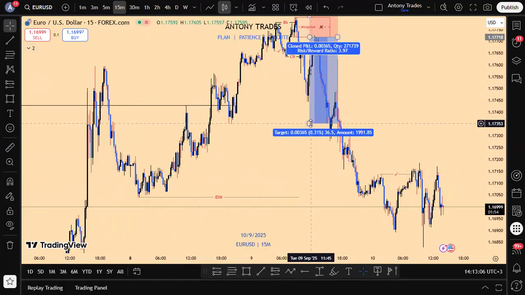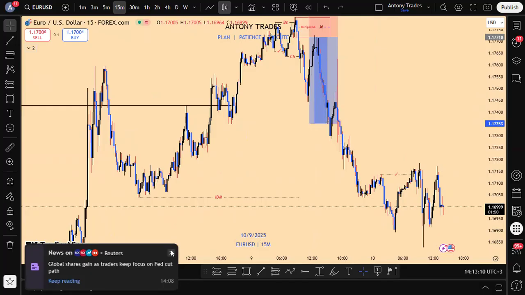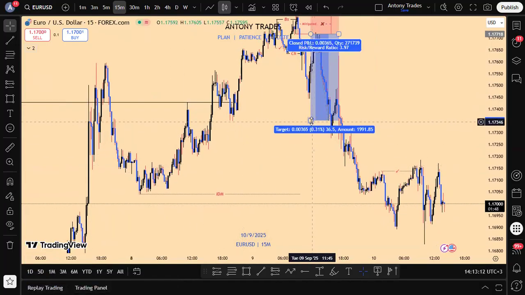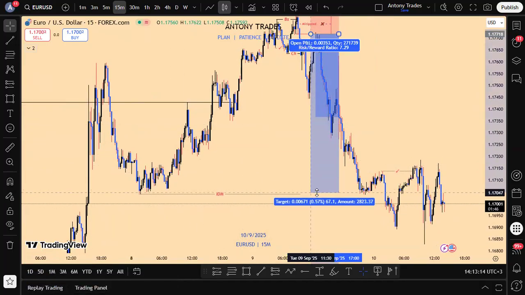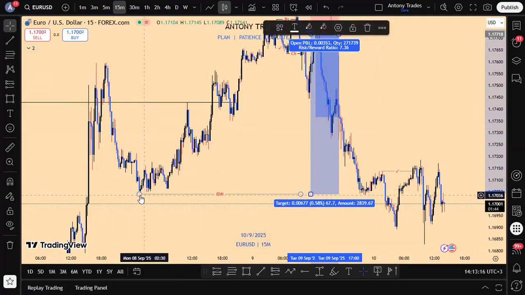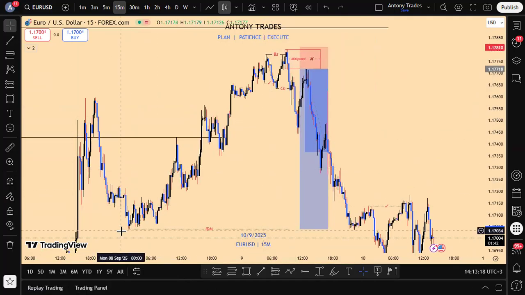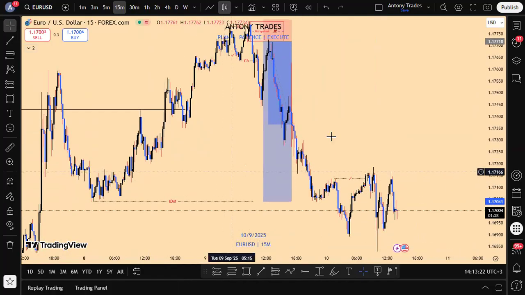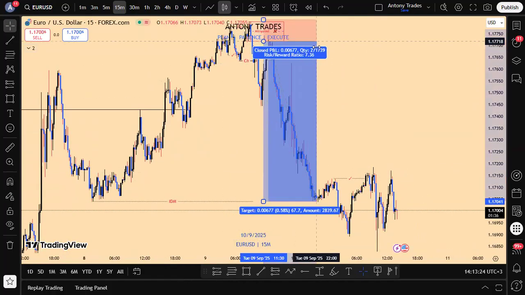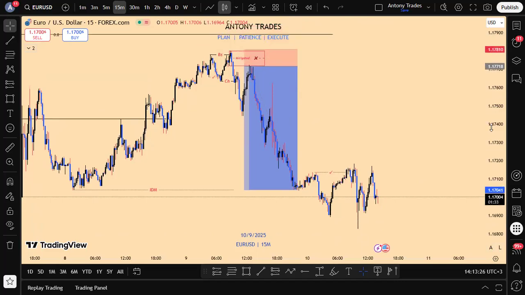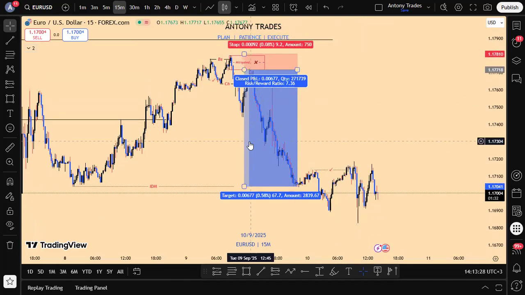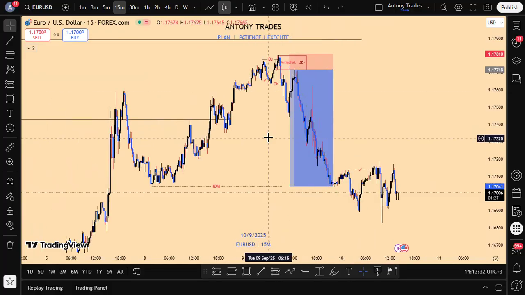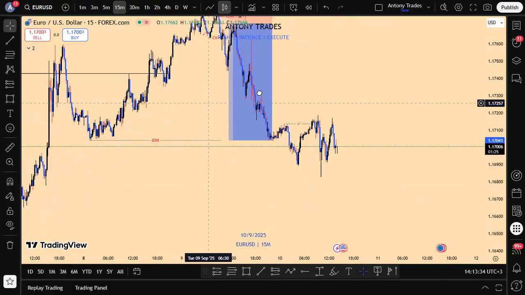So if you understand that, and if you've been watching my videos, you know very well that this low here could have been a very nice target, because this is the internal structure that you can see here from the higher time frame. The setup could have played out very nicely, and this could have been 1:7. We'll see. Crazy trade, crazy trade.